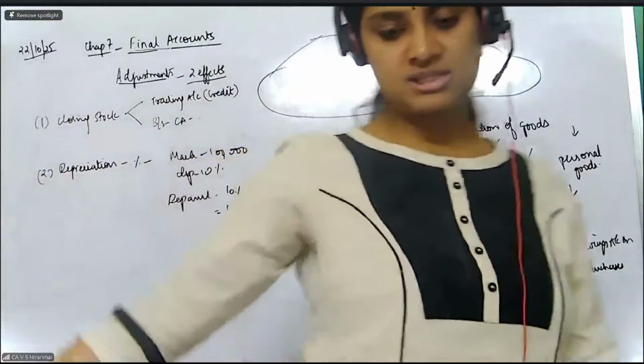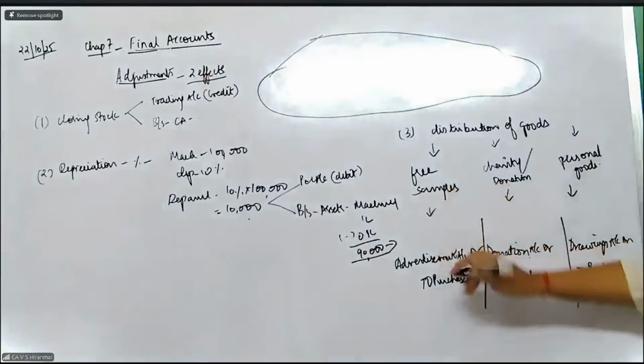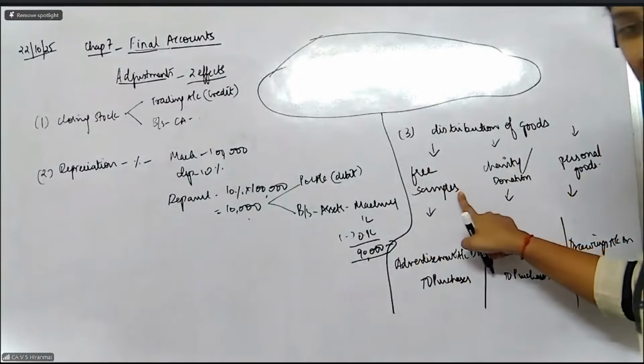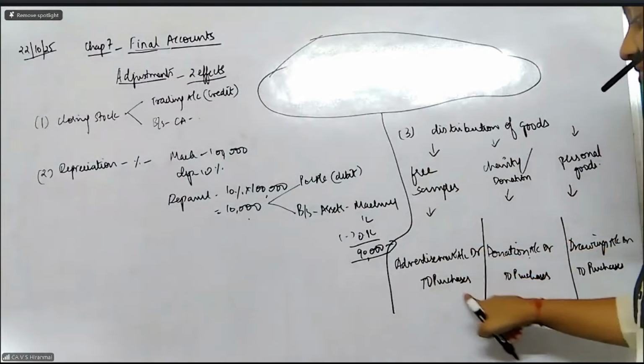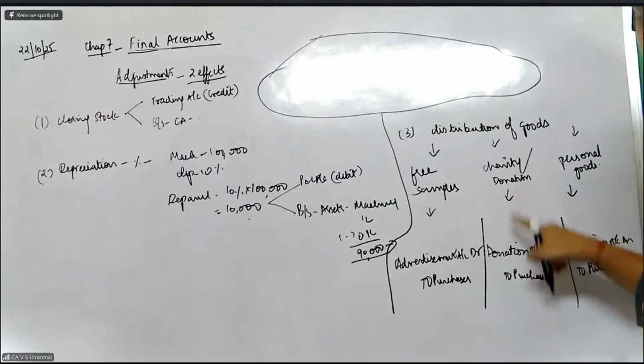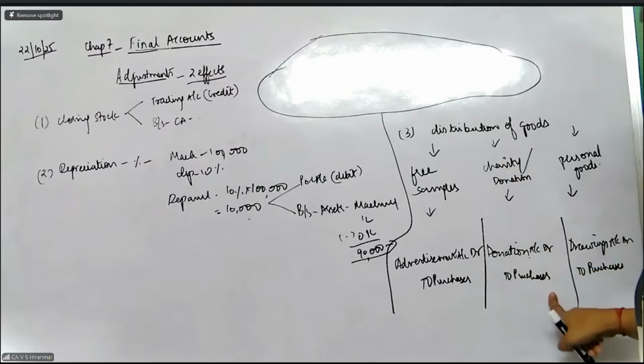Okay. So these are the three things that you people have to understand with regard to the distribution of goods. Goods can be given away as free samples. The entry will be advertisement to purchases. The goods can be given as charity or for donation purposes, which will be donation account debit to purchases.